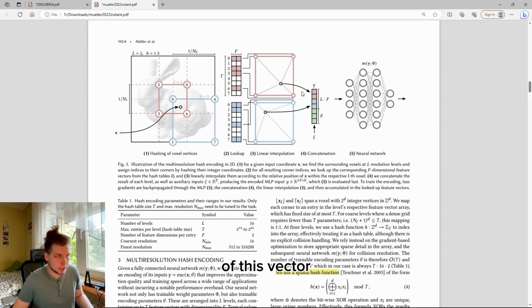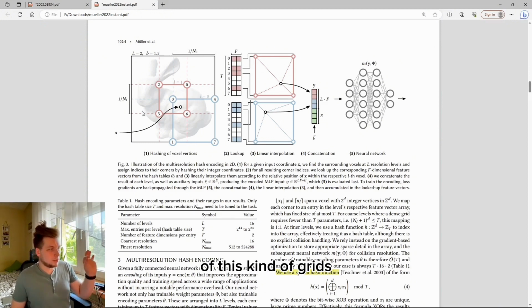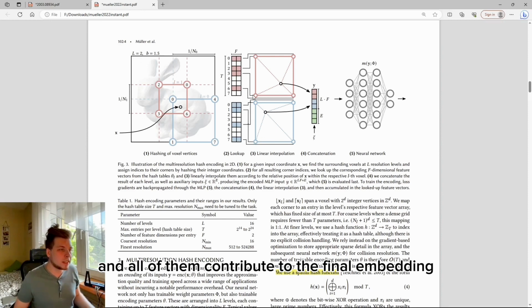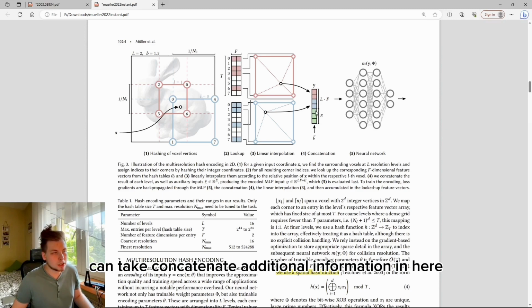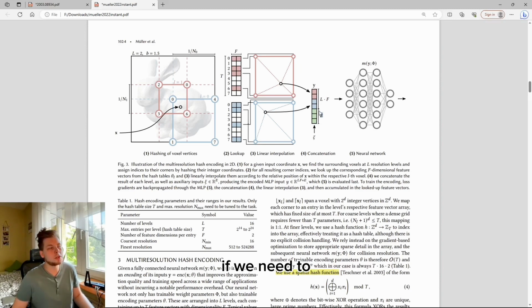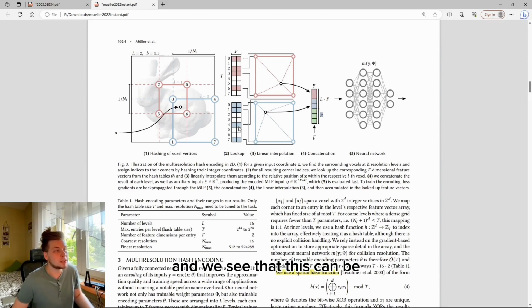So we just take this 2-dimensional embedding, calculate the linear value of this vector, and we basically concatenate together the representation that comes from this big grid, and then we have smaller and smaller grids. So we have 16 levels of varying size of this kind of grids, and all of them contribute to the final embedding that we input into our neural network, okay? We additionally can concatenate additional information E here as an input if we need to, but this is basically only task-specific additional information. So we focus only on this spatial 3D coordinate XYZ, and we see that this can be done with this interpolation strategy.